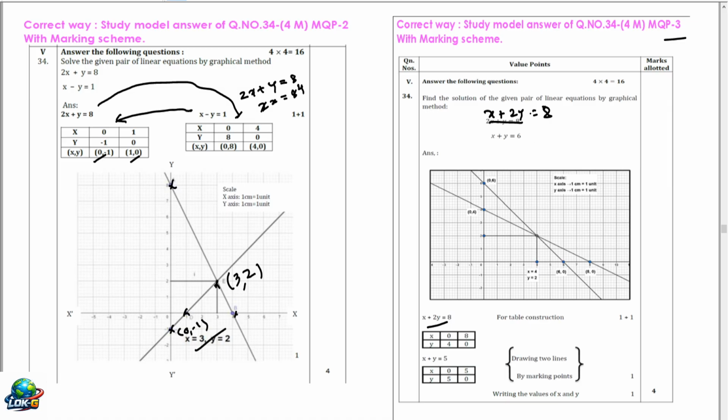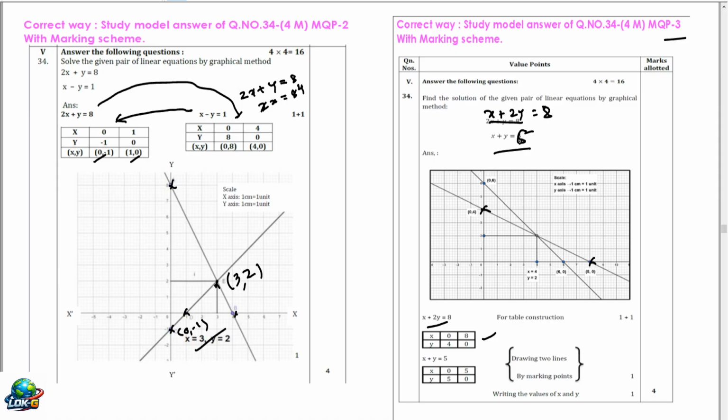When y is equal to 0, you will get x is equal to 8. Therefore, 0, 4 and 8, 0. X plus y is equal to 5 is the equation. When x is equal to 0, you will get y is equal to 5. When y is equal to 0, x is equal to 5. Draw the 2 lines here. One is 0, 4 and 8, 0. Another one is 0, 5.